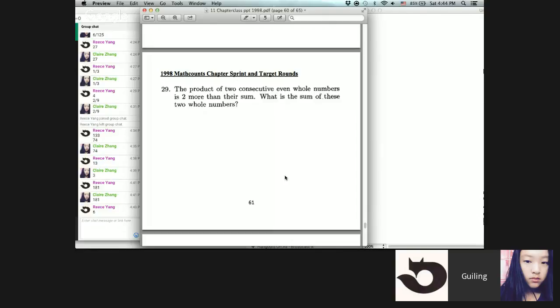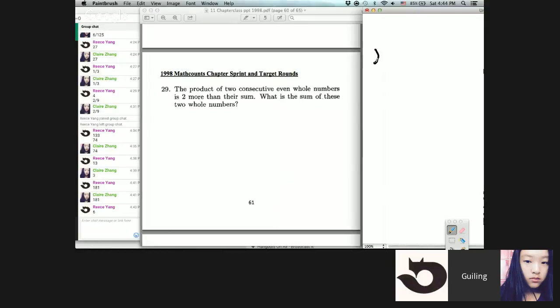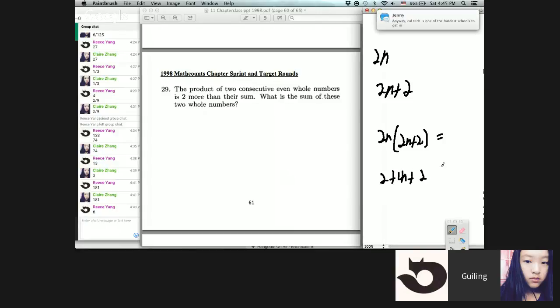Right, the correct answer is 6, so it's 2 and 4. So you can solve it by letting this be an even number 2n, and then a consecutive even number would be 2n plus 2. So the product, 2n multiplied by 2n plus 2, would be 2 more than their sum, so 2 plus 4n plus 2. And then solve for n, and it ends up equaling 1. So 1 plus 2 plus 4 equals 6.